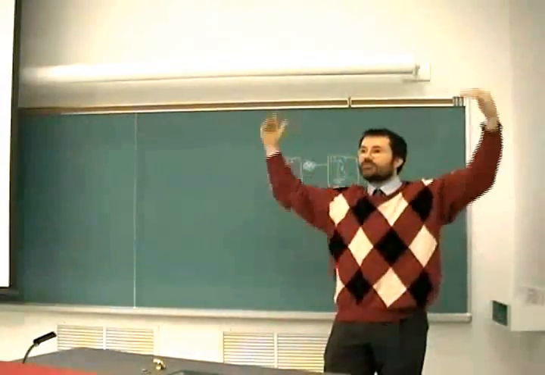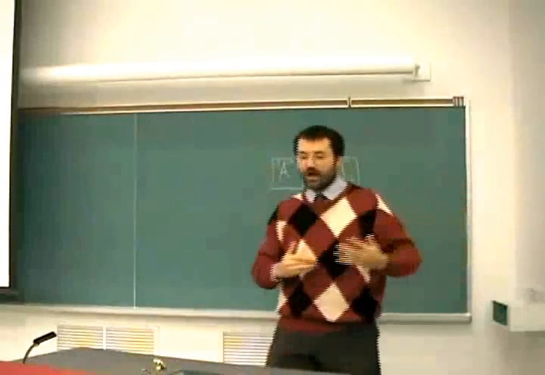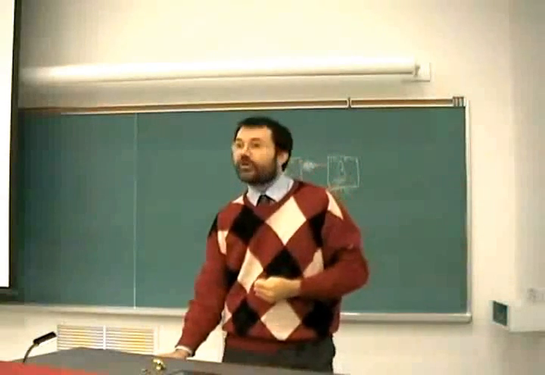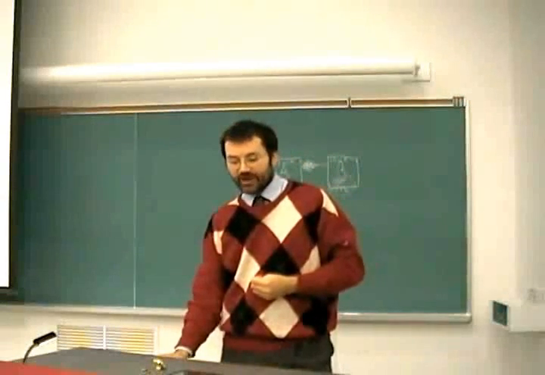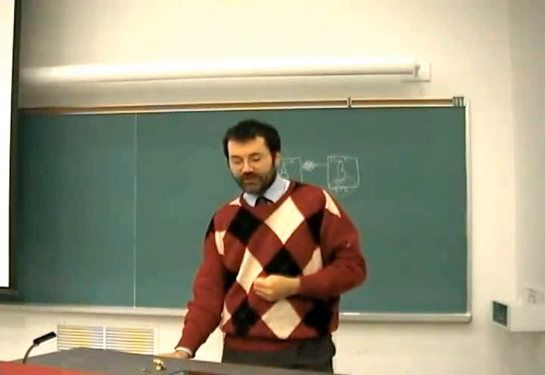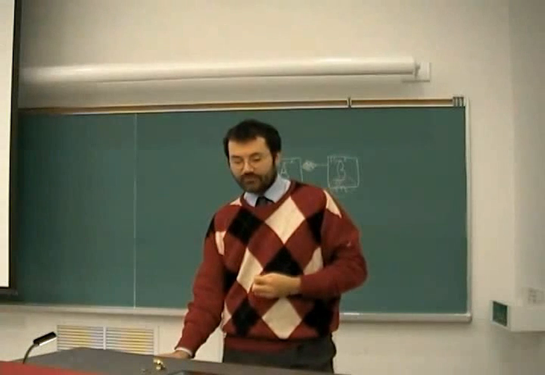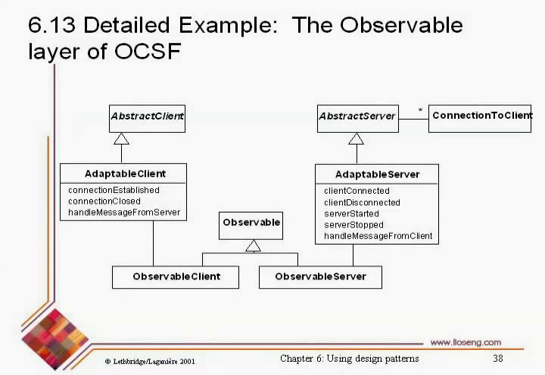So any piece of my system can act as an observer on messages coming in from the server. Basically what happens is that we have delegation from the adaptable client to the observable client. Then the observable client, when it gets any messages coming from the server, is going to call its send to all observers, and they will in turn call the update method of my observers.